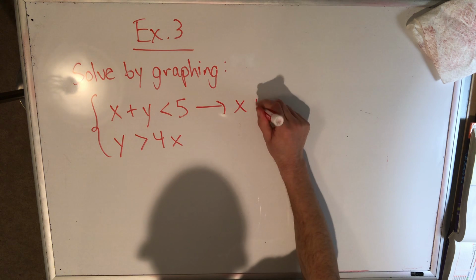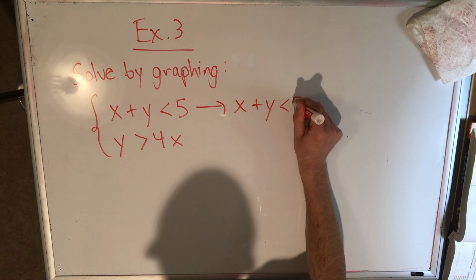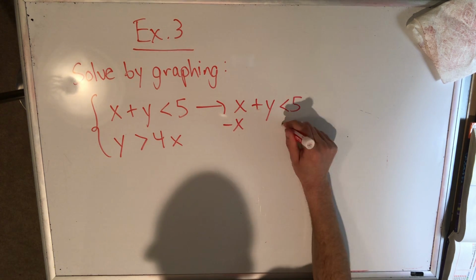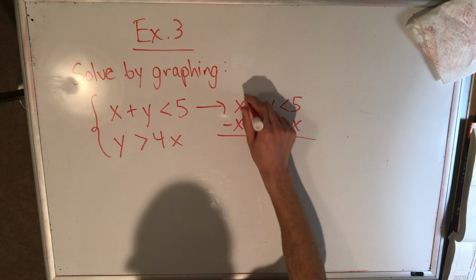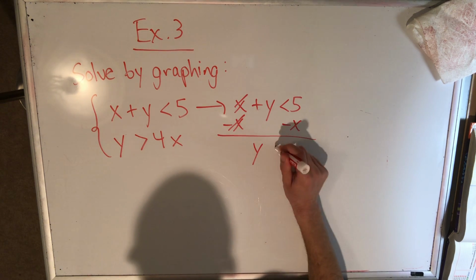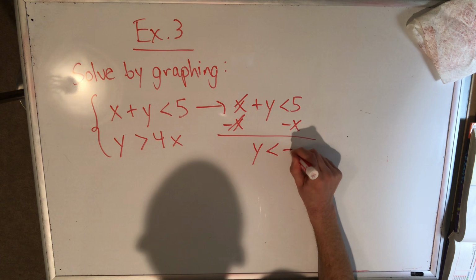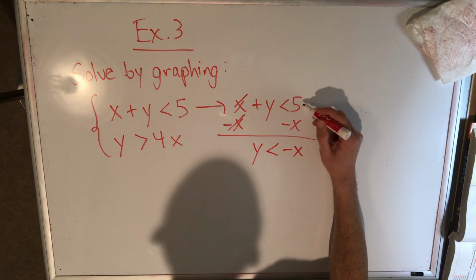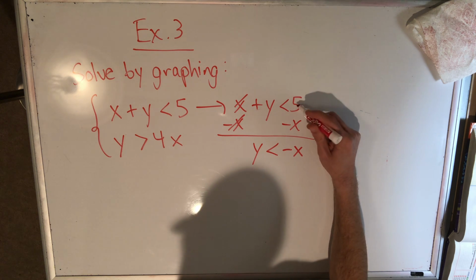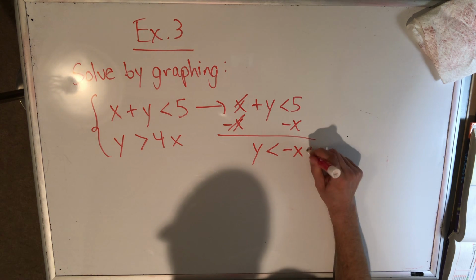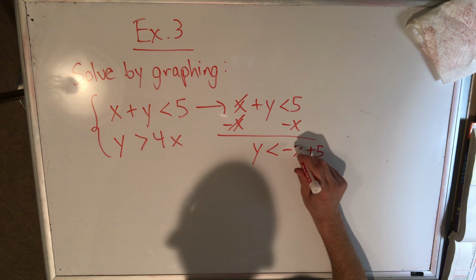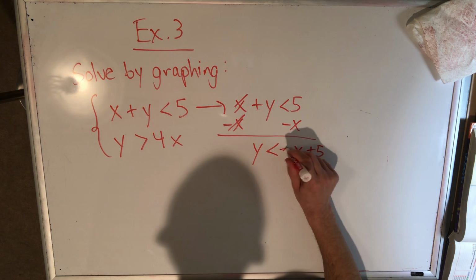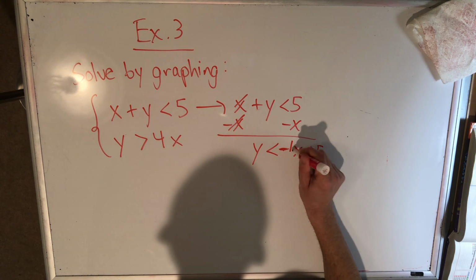So we have x plus y is less than 5. Subtract x from each side. X minus x is 0, so it cancels out. We get y is less than, and put the x term first for slope-intercept form. Then the constant, the number not multiplied by x. It's positive 5, so put plus 5. Negative x is the same thing as negative 1x. If there's no number, you can insert a 1.